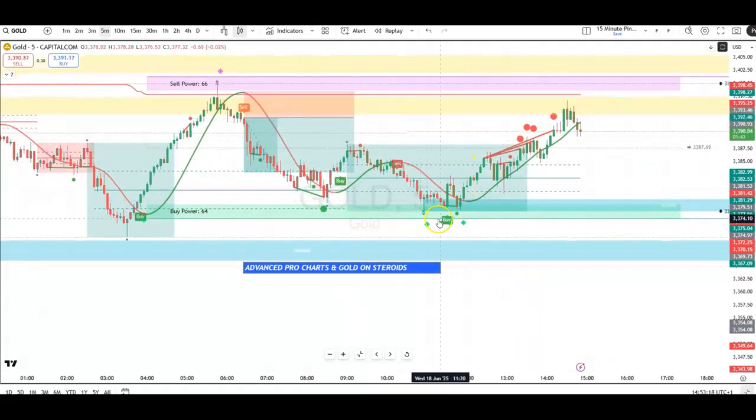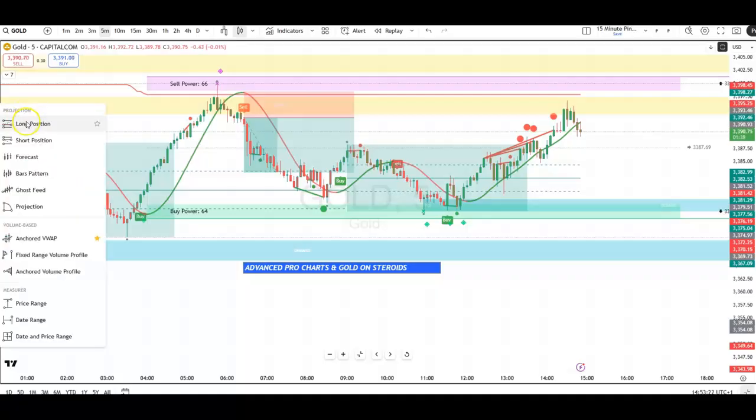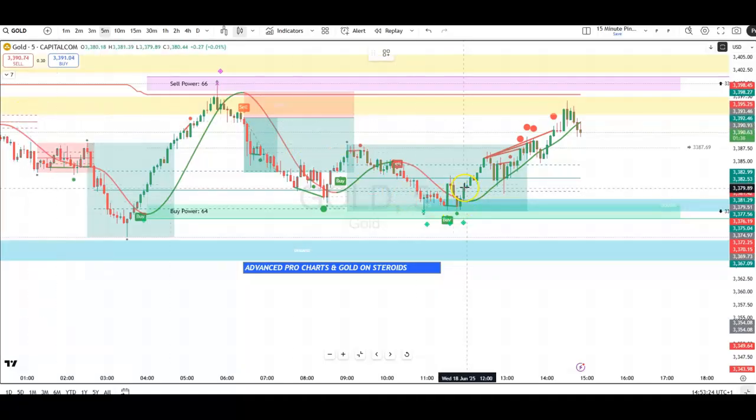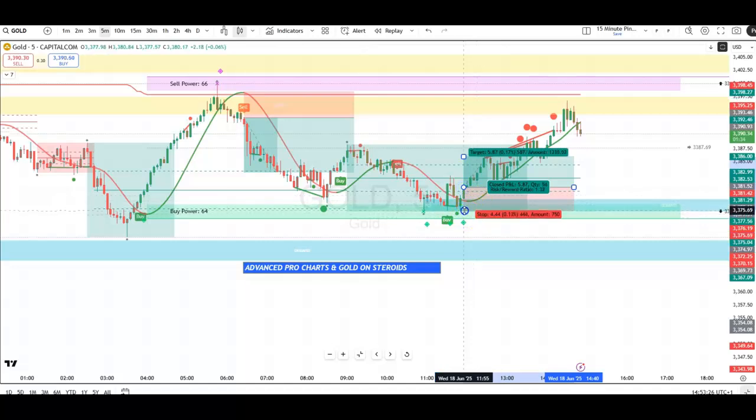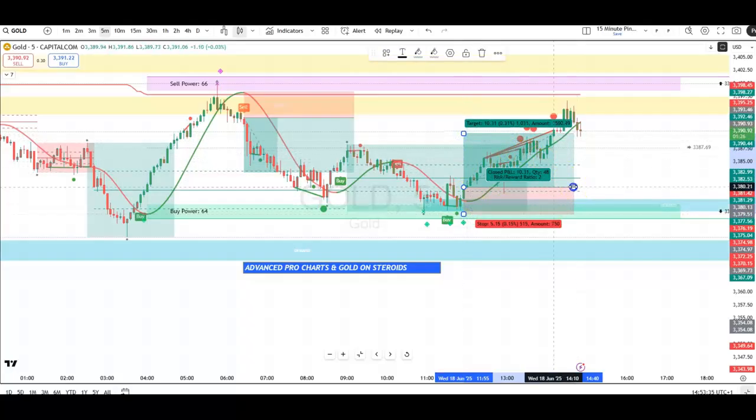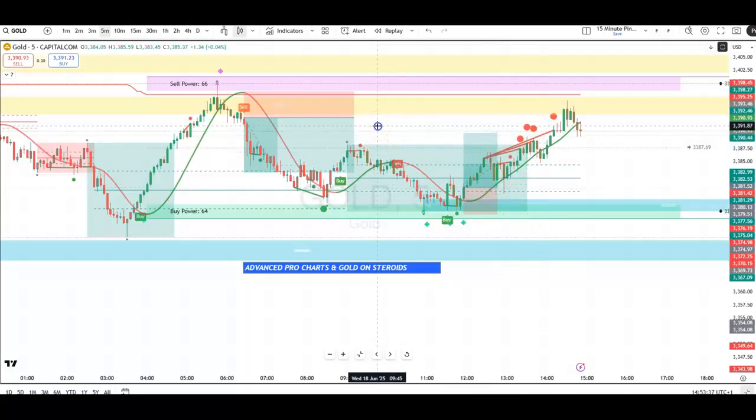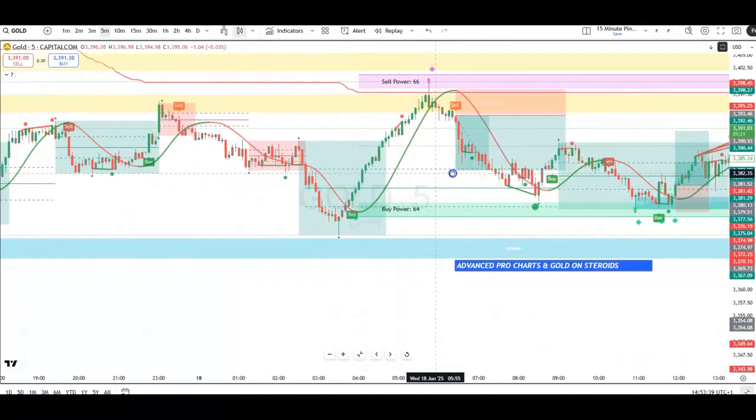At this point here, you've got a big, fat, beautiful buy signal. You're going to go long above the 50, with a 50 pip stop, and a 100 pip target. Same here.